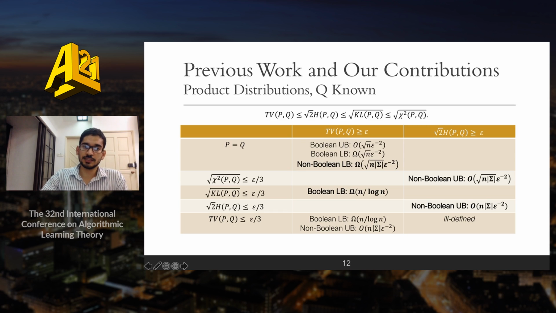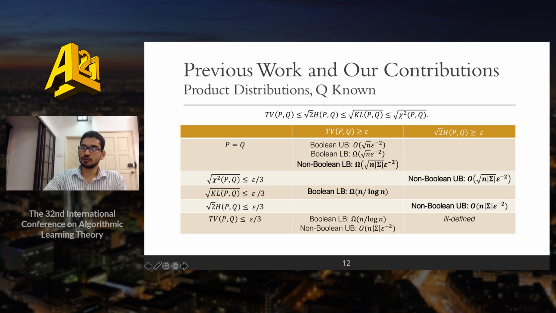I now come to our results. First of all, we show that the problem of non-tolerant testing with respect to total variation distance needs at least square root of n times sigma epsilon to the minus 2 samples. This strictly extends the previous lower bound, which did not involve any alphabet size. For the upper bound, we show that the harder problem of chi-square versus Hellinger could be solved in the tight sample complexity square root of n times sigma epsilon to the minus 2. And then we extend the previous work on TV versus TV, which was shown to take n by log n samples. We show that even testing square root of KL versus TV would take so many samples.